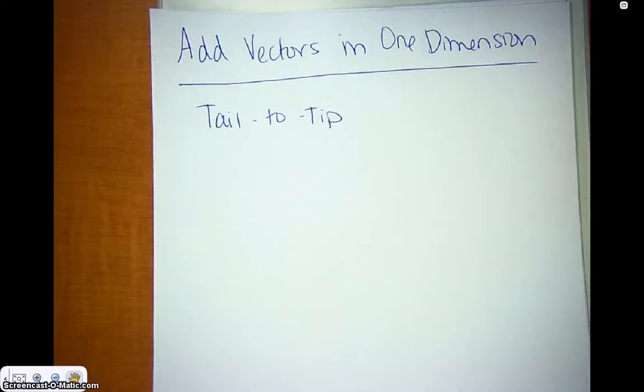Alright, in this video we're going to learn to add vectors in one dimension. And the method that we use in order to add vectors is called the tail to tip method. And I'll show you that here in a second, and it'll continue through when we do more complicated things in multiple dimensions. Alright, so let's just first talk about a vector.